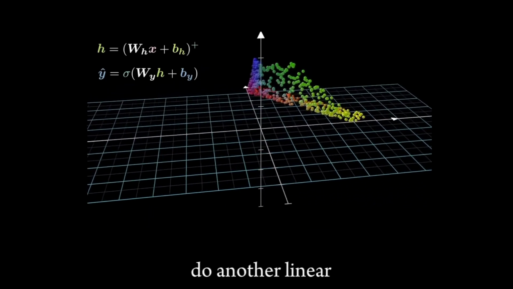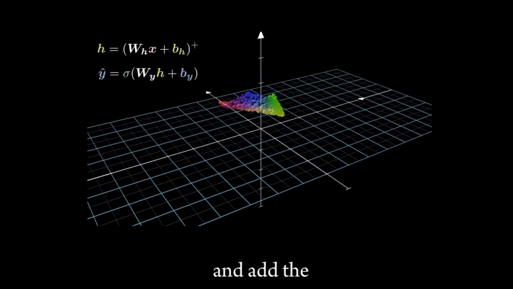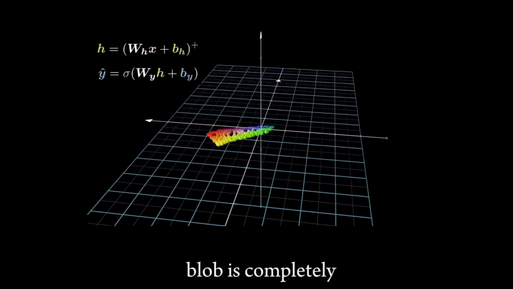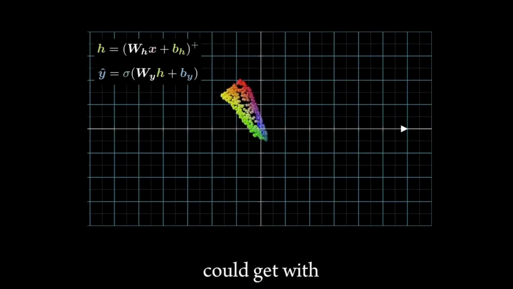And now we do another linear transformation back to 2D and add the bias term. Notice how this blob is completely different from anything you could get with a linear transformation. This once again shows us the importance of the activation function.